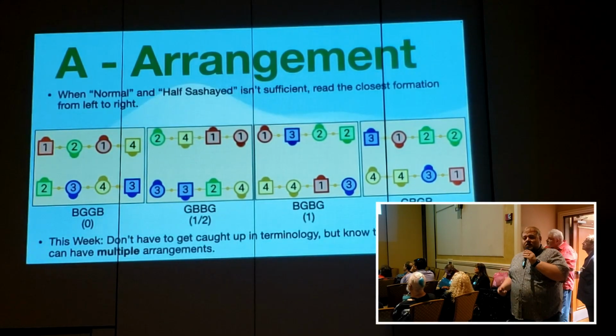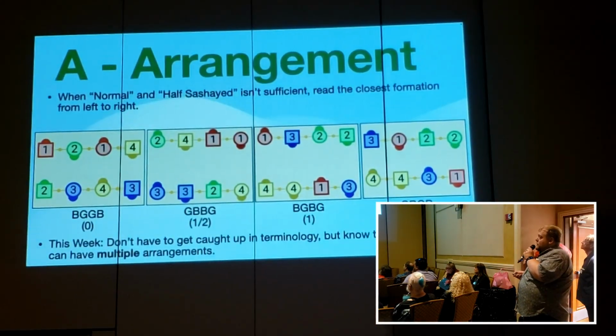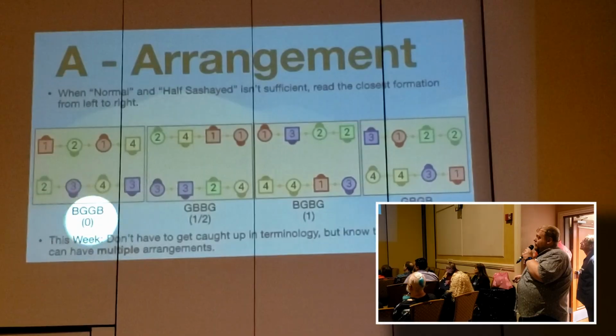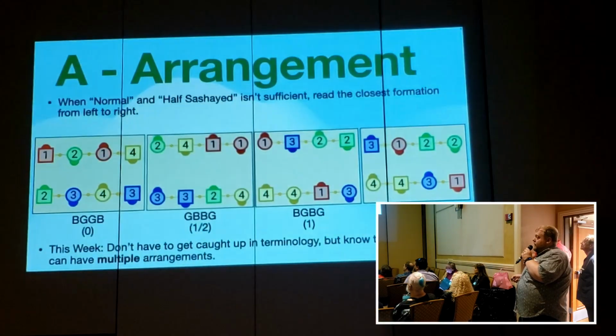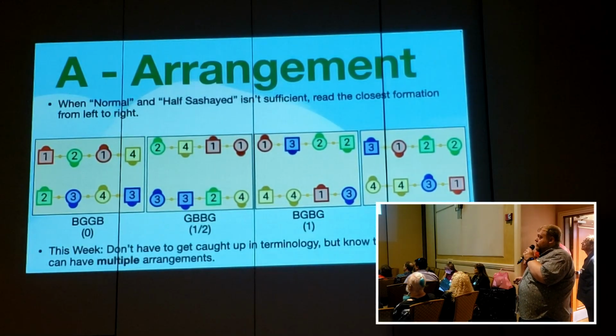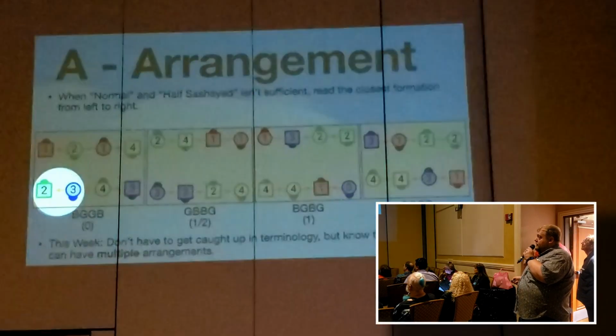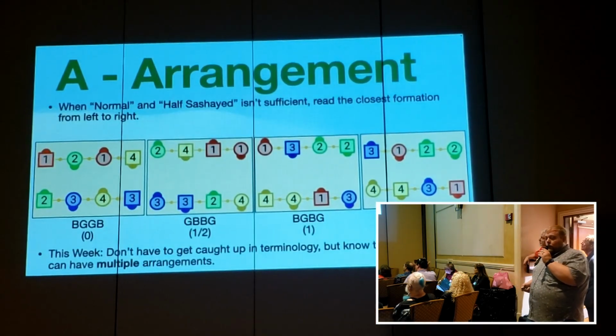Sometimes normal and half sashayed just isn't sufficient to describe the state of the set. So what we encourage people to do is pretend the caller is standing right here, where that 0 is, looking at the square this way. We're going to read it from left to right. Boy, girl, girl, boy. See that? Boy, girl, girl, boy. And we'll call that a boy, girl, girl, boy ocean wave.